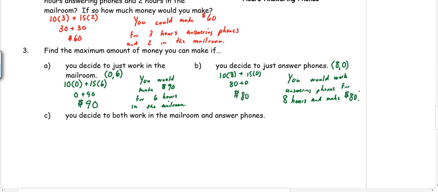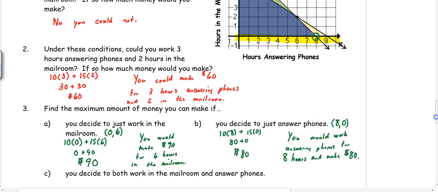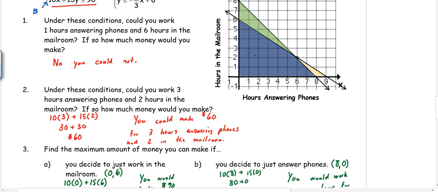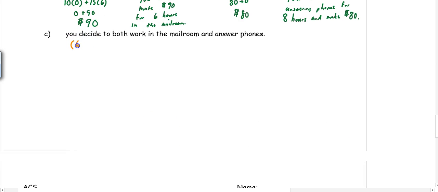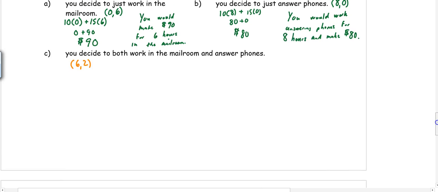The last question, what if you decide to work both in the mailroom and answering phones? There are a lot of choices we could make working in the mailroom and answering phones in combination. The tricky part here is that we want to figure out the maximum amount of money, so we're not going to test every single point on our graph. The only point we want to work on is where the lines intersect the feasible region. This point right here represents the maximum amount of money we could make if we do both jobs. In this case, it's 6 hours answering the phone and 2 hours in the mailroom. So we're going to test the point (6, 2) to see how much money we could make.